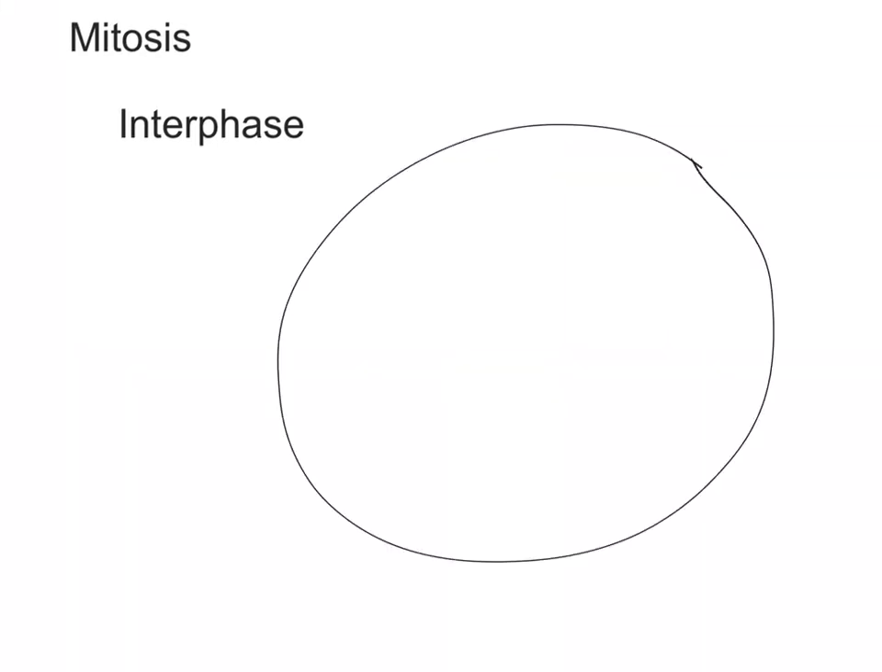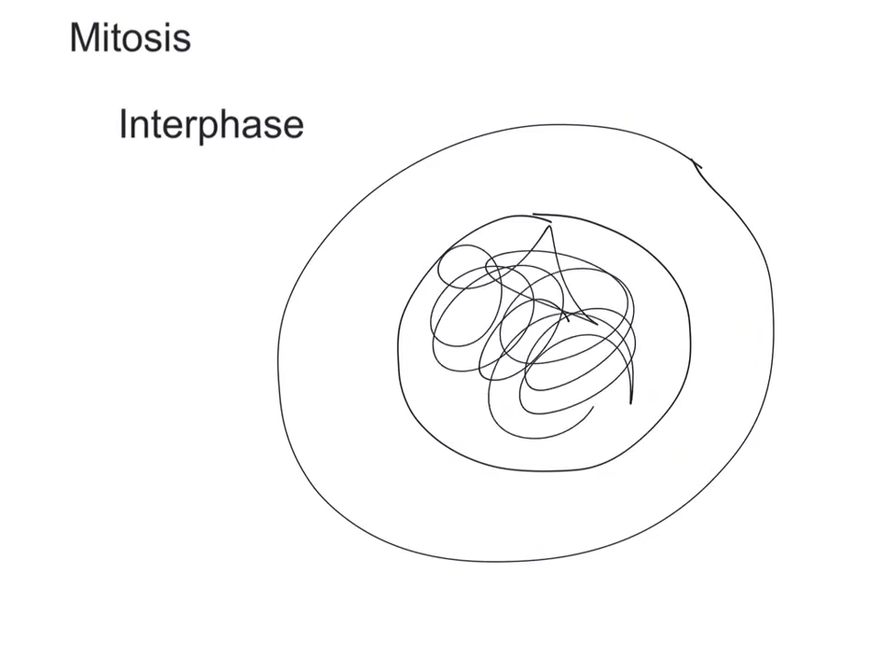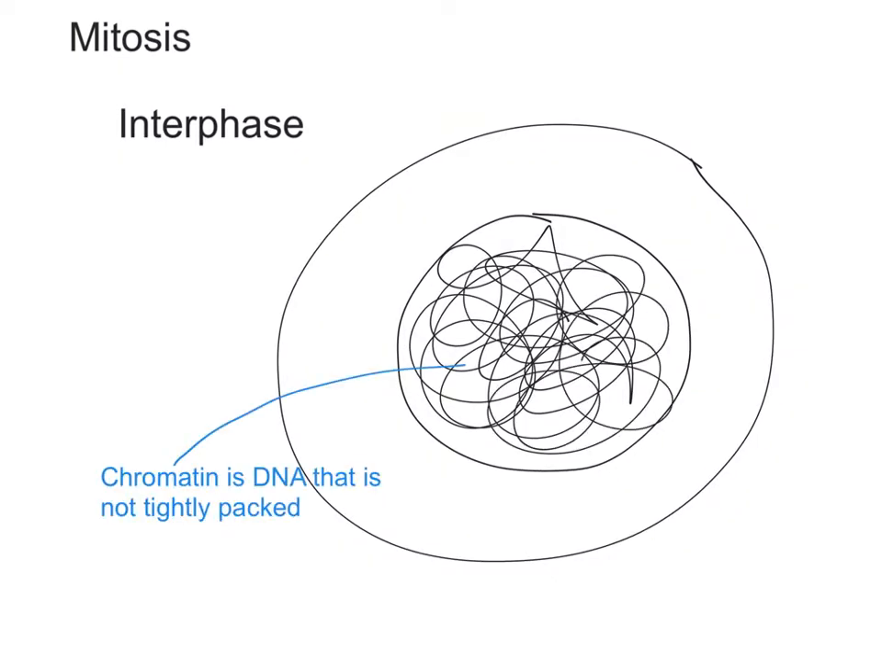The first part of the cell cycle is interphase. During this time, our cell will have a nucleus, and all of the DNA is going to be loose and stringy and look like chromatin. So we cannot tell the difference between all of our chromosomes.